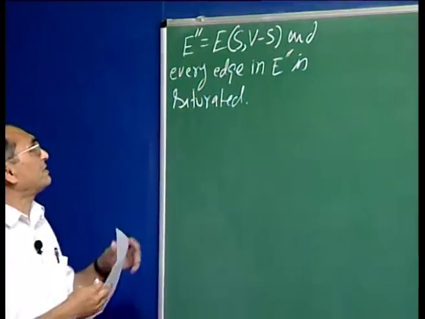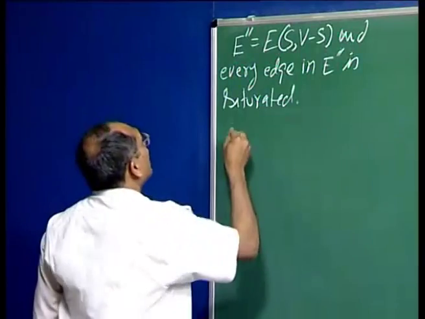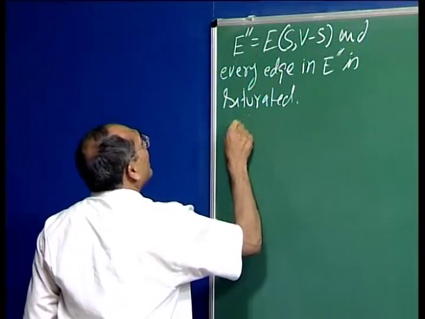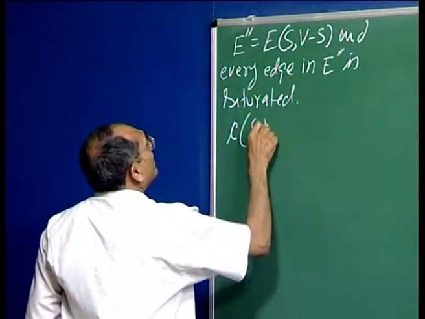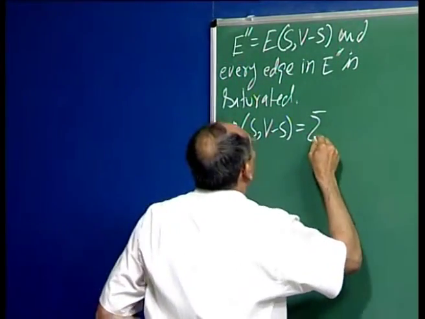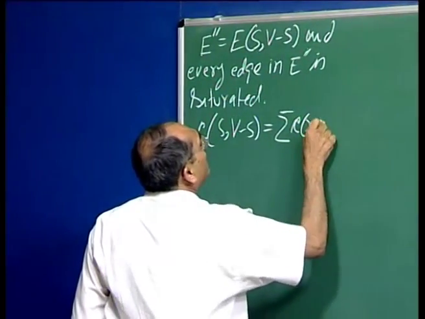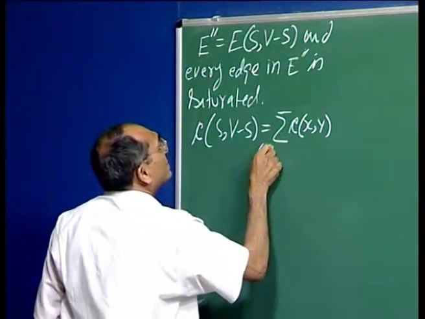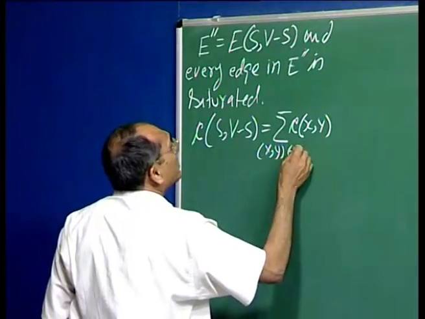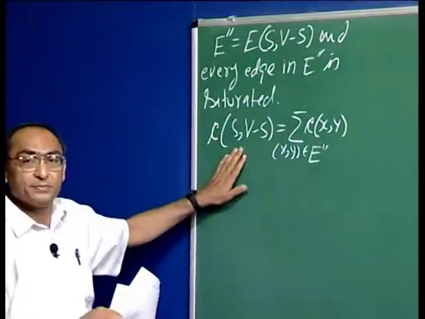Then let us ask, what is the capacity of this particular cut? So, the C of S comma V minus S is some C of x comma y, where x comma y belongs to E double prime, the edge set of this cut.